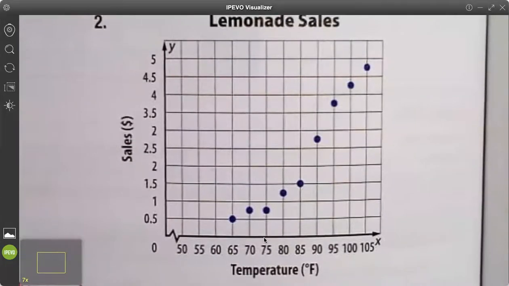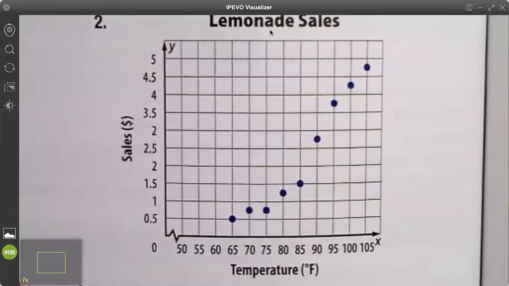Temperature is independent. The temperature is going to do what it's going to do no matter how many glasses of lemonade are sold. But the y-axis, your dependent variable, is the sales of lemonade. How much lemonade you sell depends on what the temperature is outside. Y-axis is dependent, x-axis is independent. Y depends on X. Sales of lemonade depends on what the temperature is outside. Now think for a minute. What is a beverage that we could sell that would be a negative correlation to temperature?